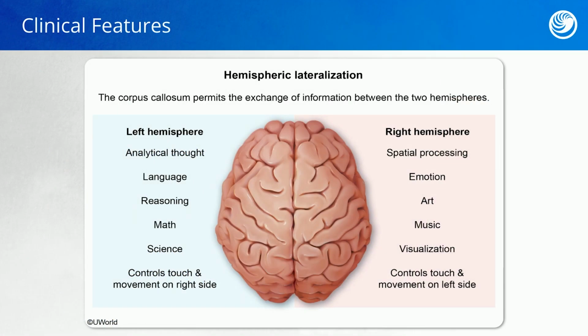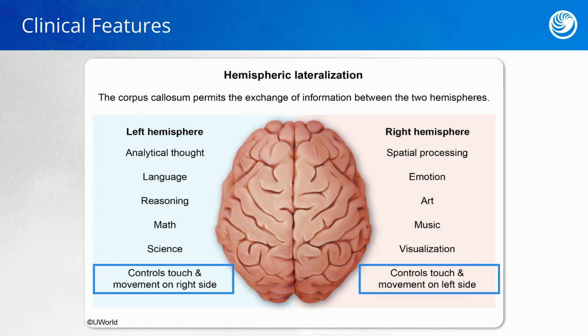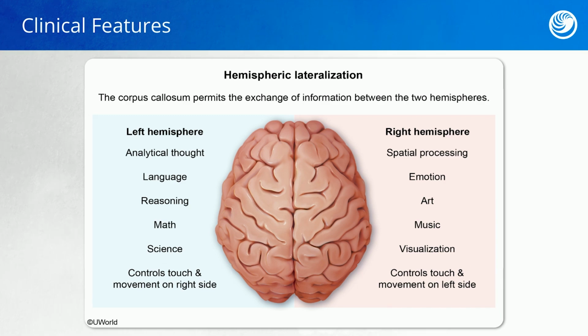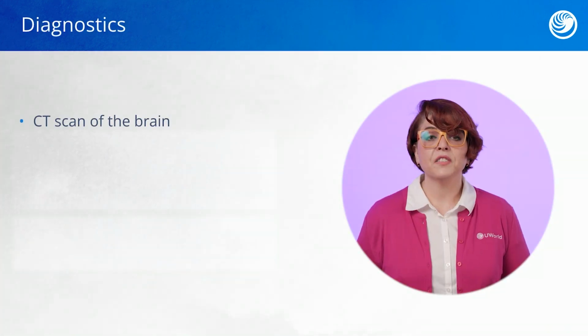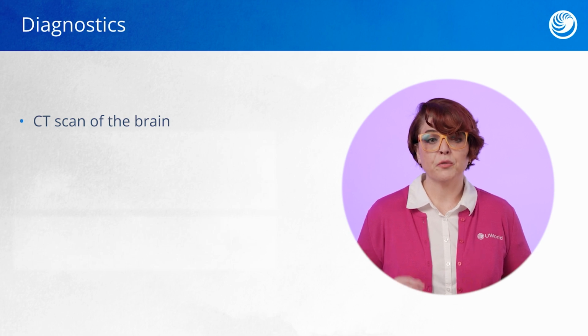Let's talk about the clinical features of hemispheres of the brain. Now, keep in mind when your patient has a stroke in the left hemisphere, this is going to affect their analytical thought, things like language, reading, reasoning, math and sciences, versus the right hemisphere, which is the artistic part of the brain. So emotion, art, music. Now, no matter which hemisphere is affected, know that a stroke in one hemisphere always leads to weakness in the other side.